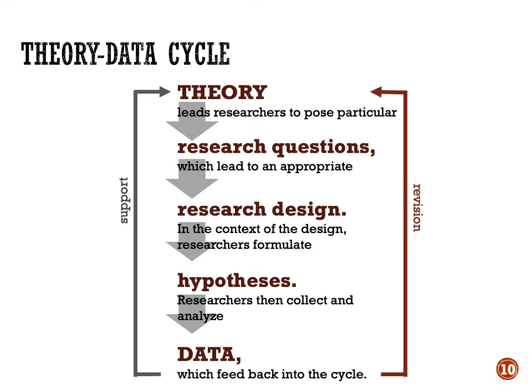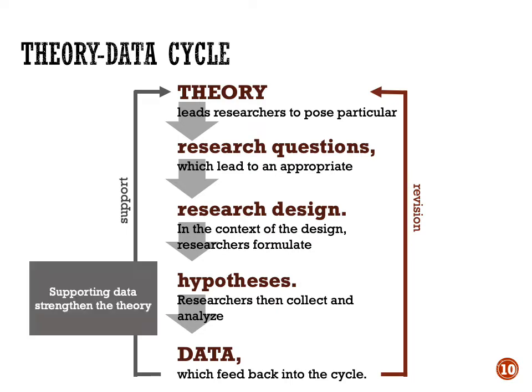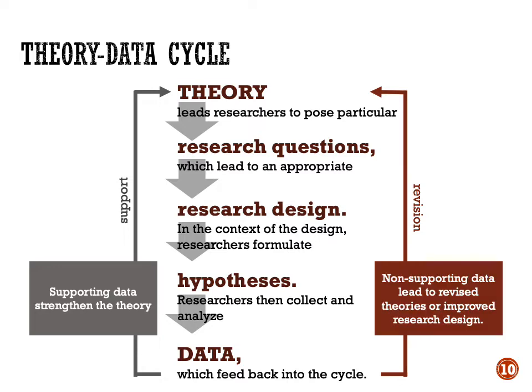If they find that their data support their theory, then that theory can become strengthened, and they can be confident about that theory. They can be confident about how those variables are related to one another. On the other hand, if they find that the data do not support their theory, then they have some options. You can either revise the theory and change it up, or you can improve the way that you design the research. It could be the case that the methods were faulty.